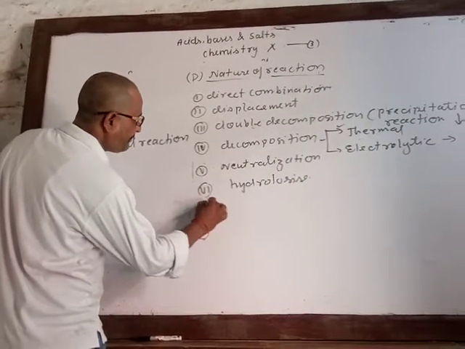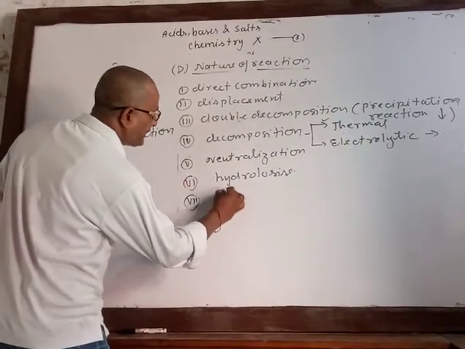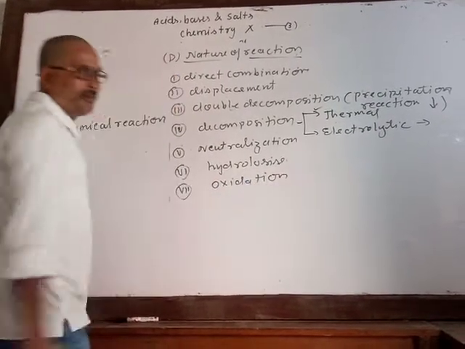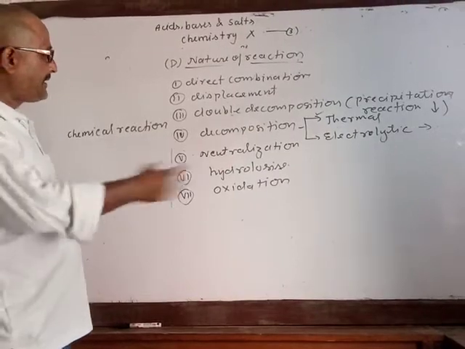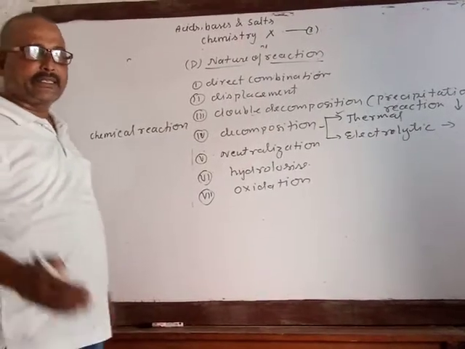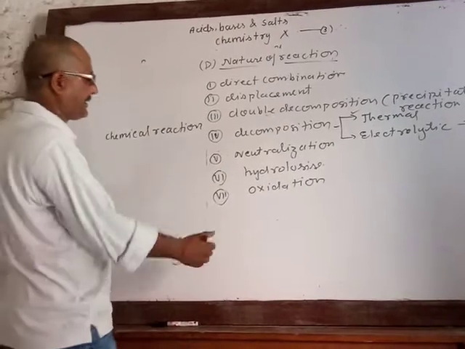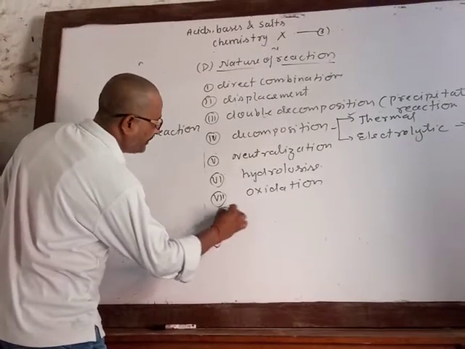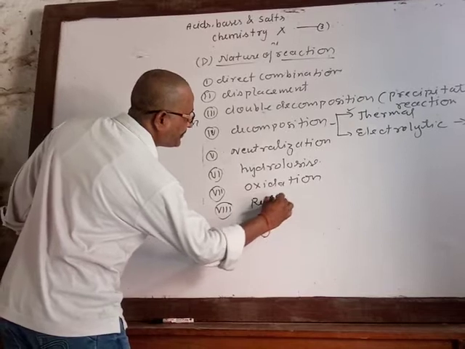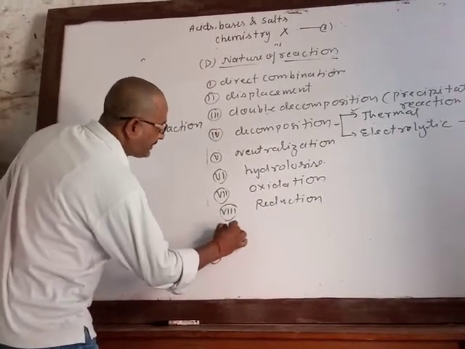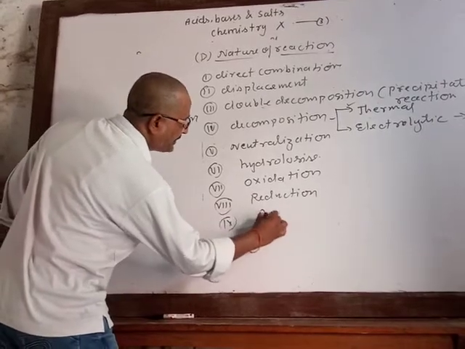Seventh one, oxidation. Loss of electron is called oxidation, or addition of oxygen is known as oxidation. In 9th class you have already studied five definitions of oxidation. Next, 8th one, reduction. And 9th one, redox reaction.